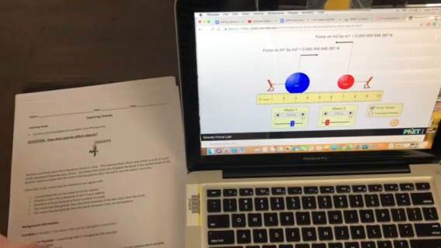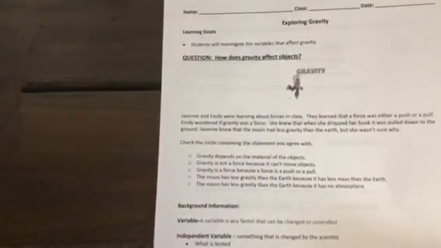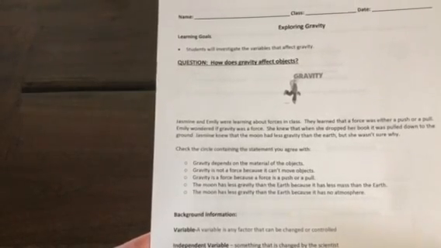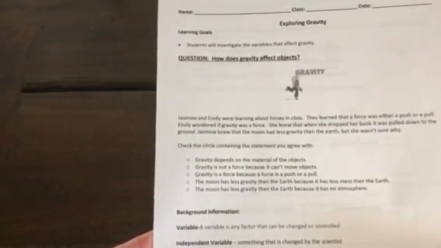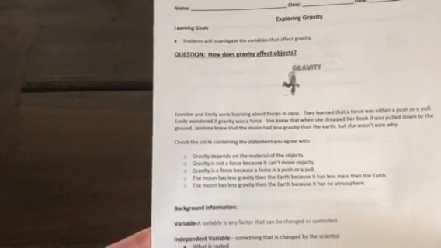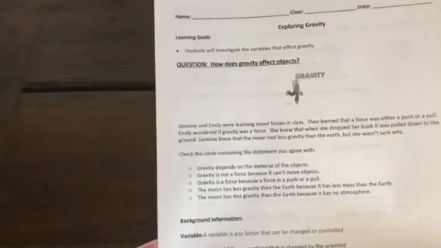So this lab has you explore gravity using a simulation that they have online. And you start out reading this little background information that Jasmine and Emily were learning about force in class. They learned that a force was either a push or a pull. That is really important for you to remember. And that Emily wondered if gravity was a force. She knew that when she dropped her book, it was pulled down to the ground, and Jasmine knew the moon had less gravity than the earth, but she wasn't sure why.